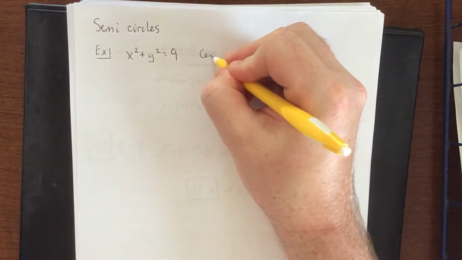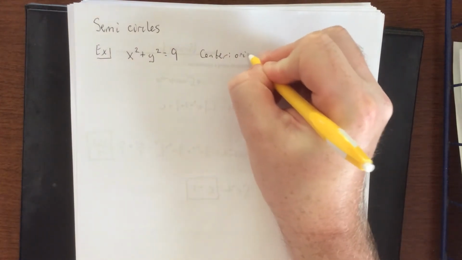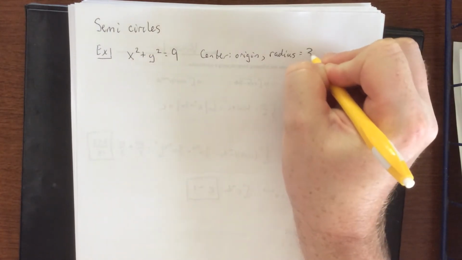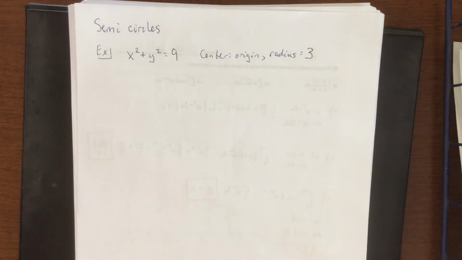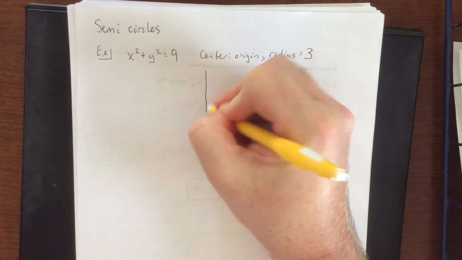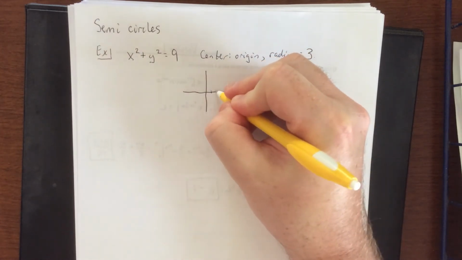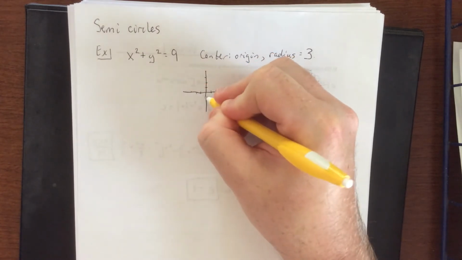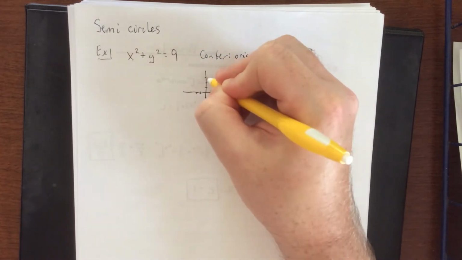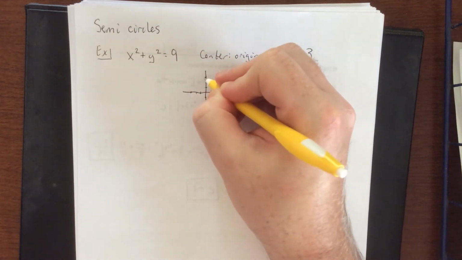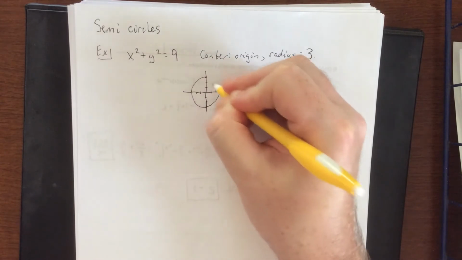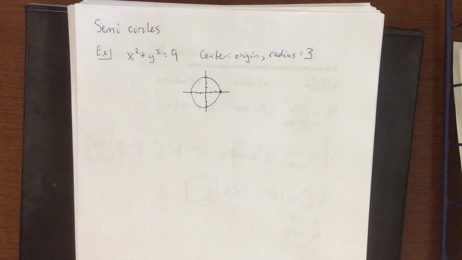This would be a circle where the center is at the origin and the radius is equal to the square root of 9. That'll be 3. So if I were to actually draw this thing, I'll go 1, 2, 3, 1, 2, 3, 1, 2, 3, 1, 2, 3. Extend 3 units down the axes in both directions, and then try to draw something kind of round that passes through all of these. All right, not too shabby, but not great.